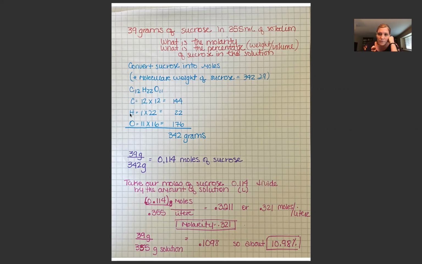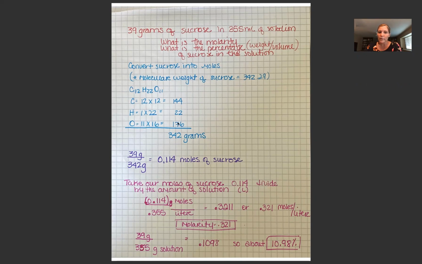Hydrogen is 1.009 on the periodic table, so we're going to round it to 1. And we have 22 of them, so we're going to take 1, which is the atomic weight, and multiply it by the number of atoms we have, which is 22, and it gives us 22. Oxygen on the periodic table is 15.999. We're going to round it to 16, and so we have 11 of those in the molecular makeup of sucrose. And so we have 11 times 16, which is 176.